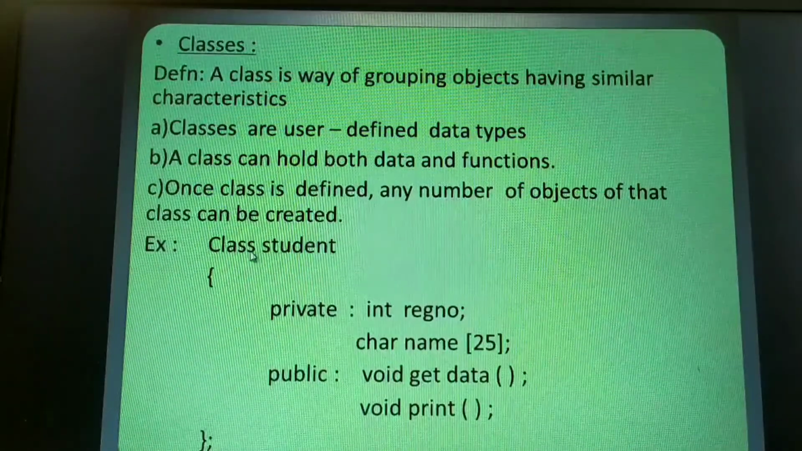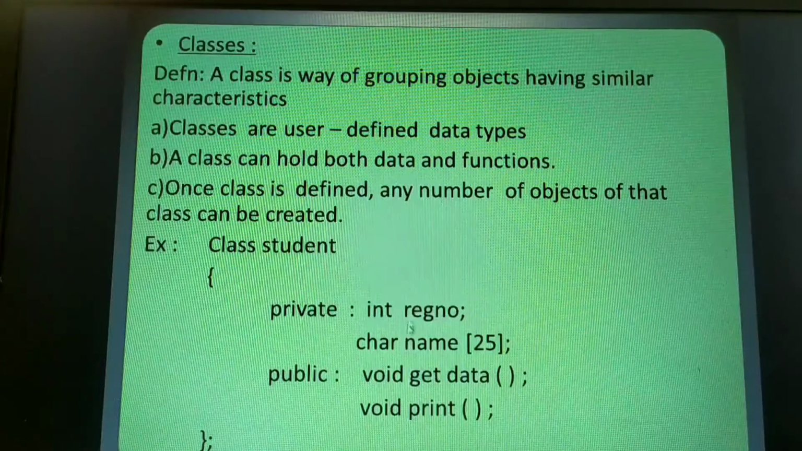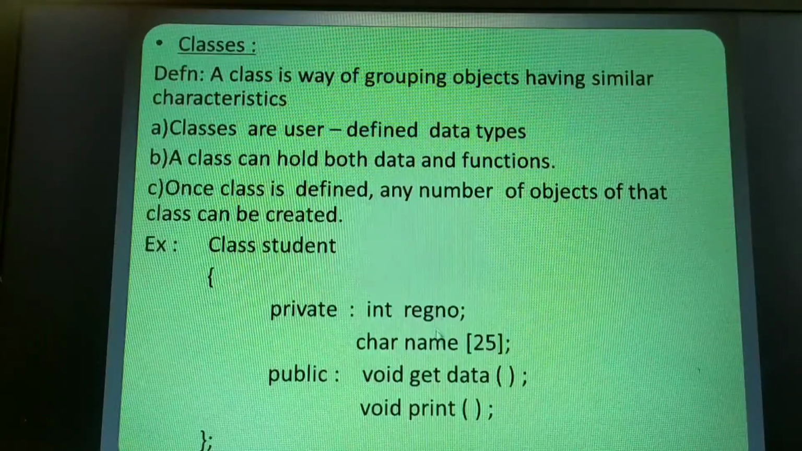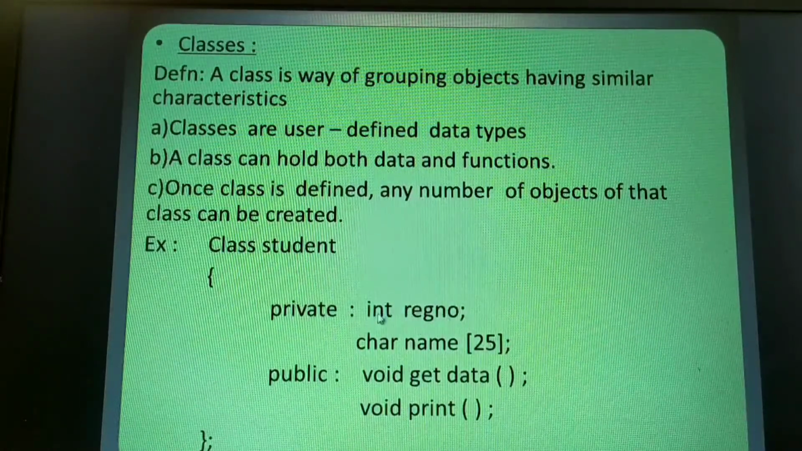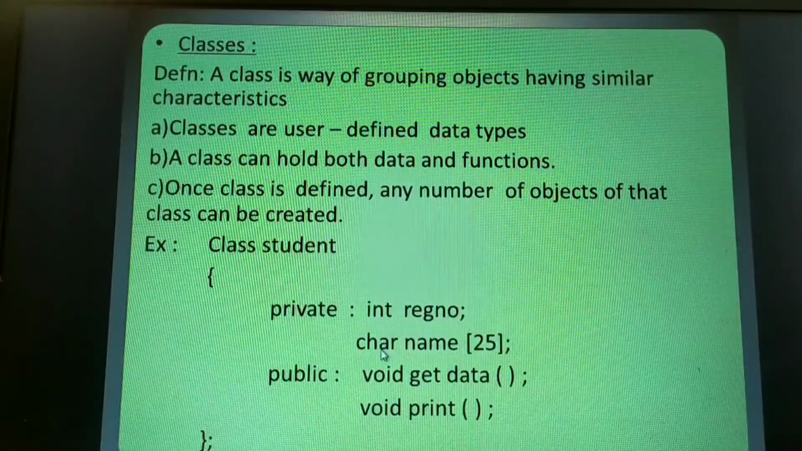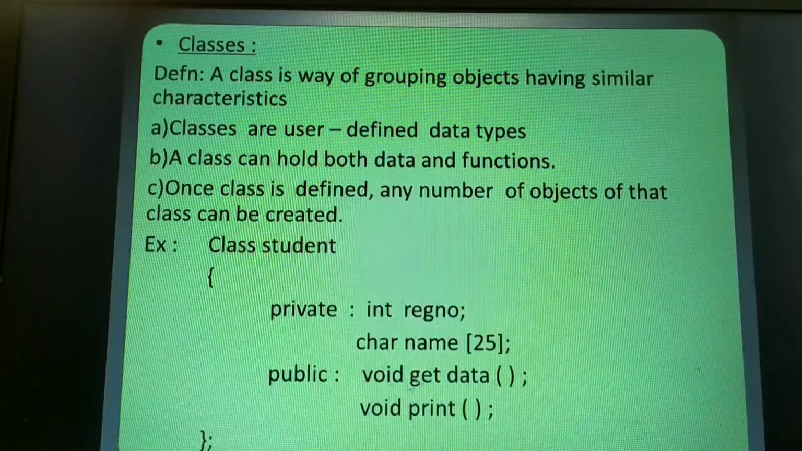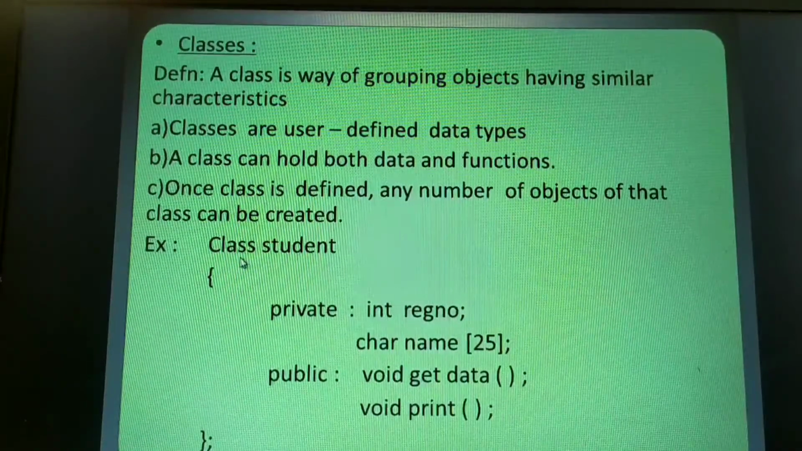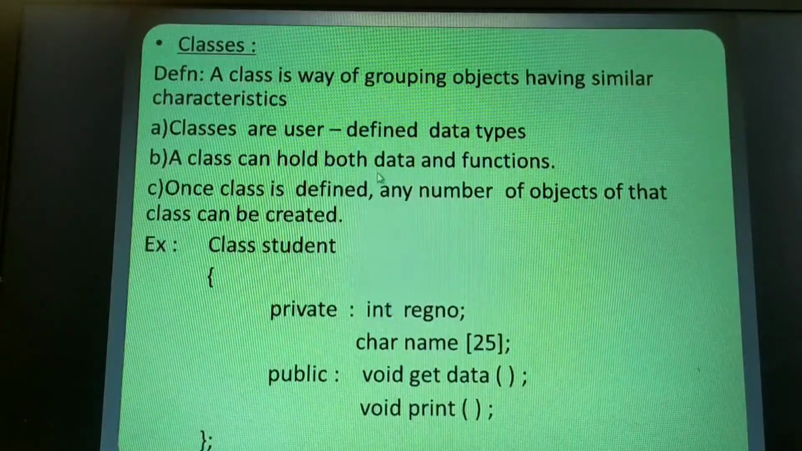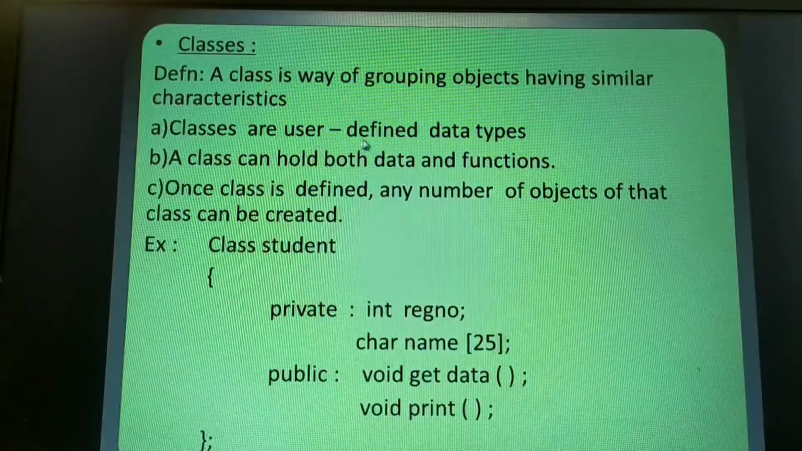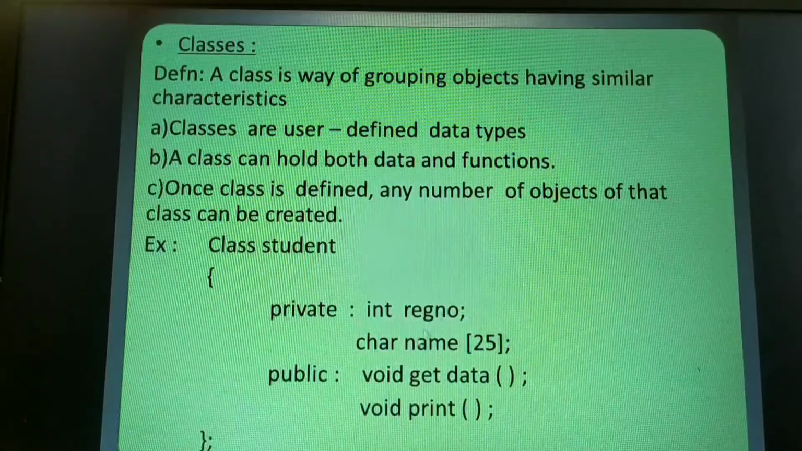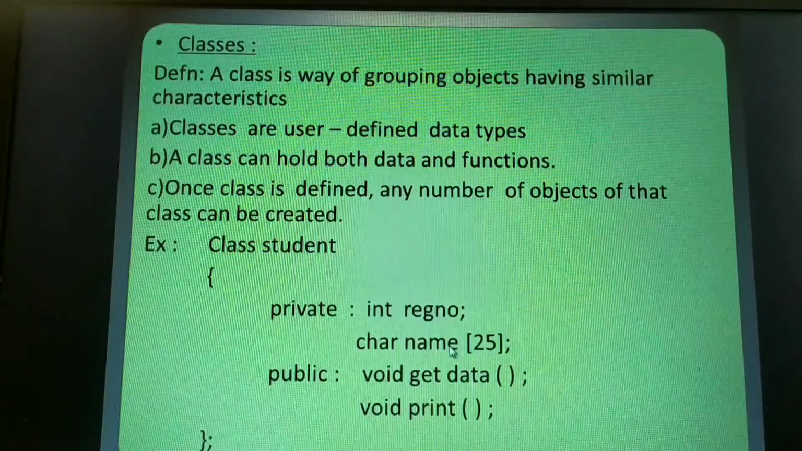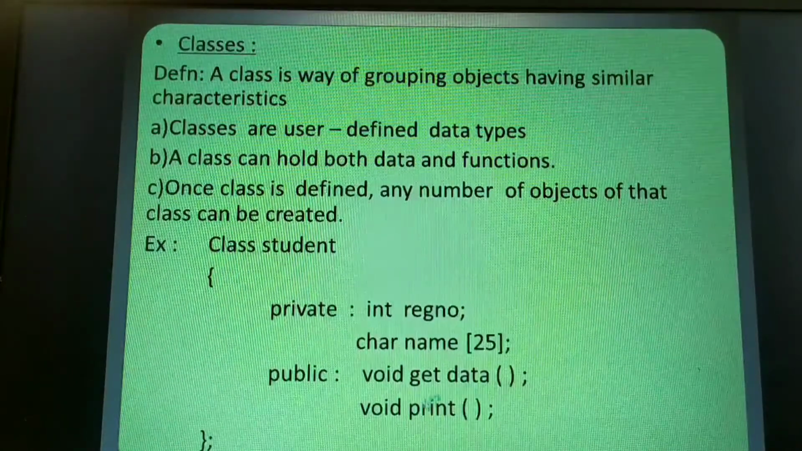Look here, we have a class known as the student, which has different variables of different data types, like register number of integer type, name of character type. They are included within the same unit, that is a class, to fulfill the user's requirements. Such data types are called user defined data types, and the class can hold both the data and functions. You can see the register number and name are the data members, getData and print are the member functions.